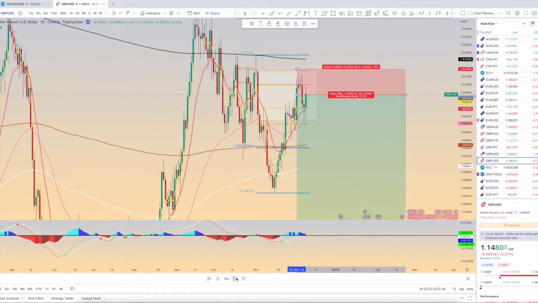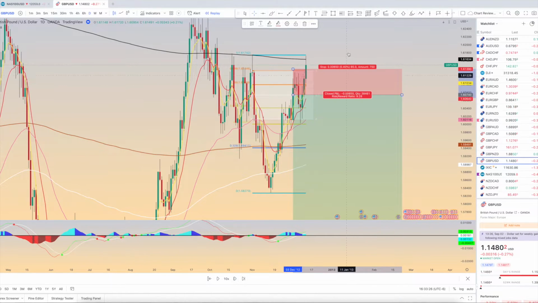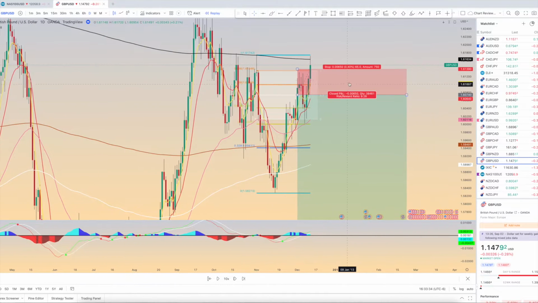Let's continue and see what happens. Oh, to break even. There we go. Stop loss is hit, unfortunately. The only situation when it comes to this sort of trade, is when you have a 65 pip stop loss, I would be looking to set a break even once I'm 65 pips in profit.